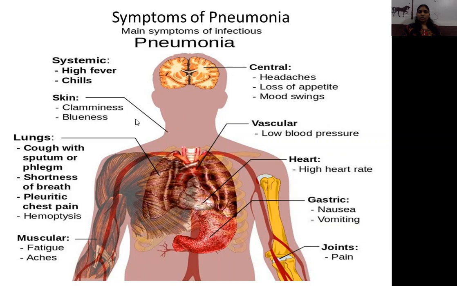Now the parasite enters the human body and gives the symptoms. Which symptoms? First, high fever: the body temperature increases. Now chills. Chills means shivering. Then skin. What about skin? The skin gets clamminess. Clamminess means sweaty, wet-like.